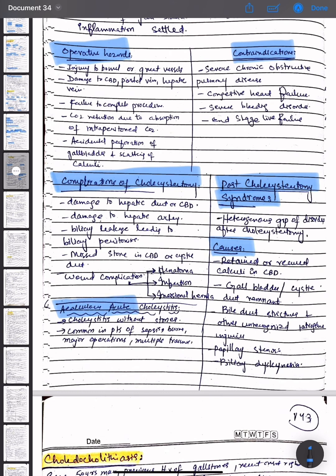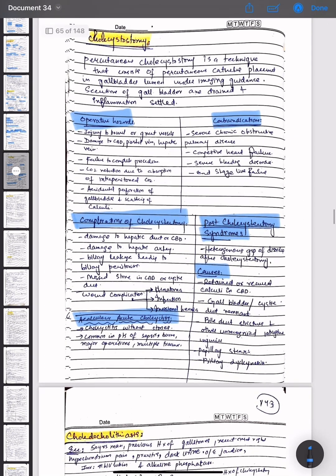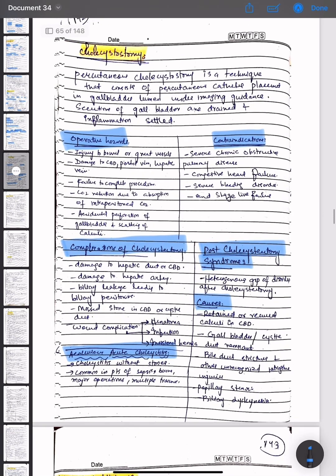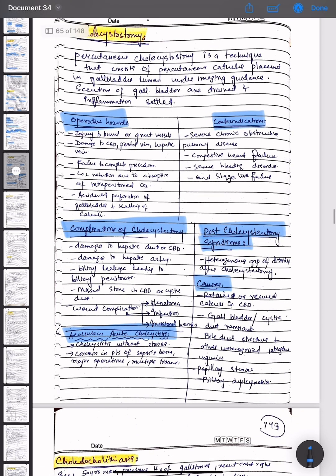Acalculous acute cholecystitis is cholecystitis without stones and is common in patients with sepsis, burns, major operations, and multiple traumas. Okay, so we have discussed cholecystostomy, what it is, then the operative hazards, the contraindications and the complications, and the post-cholecystectomy syndrome, then the causes, and then acalculous acute cholecystitis.